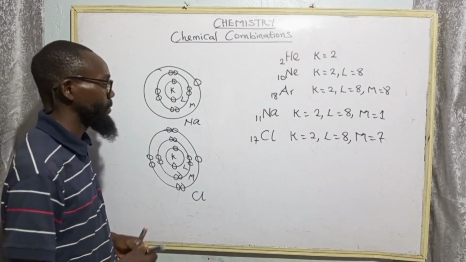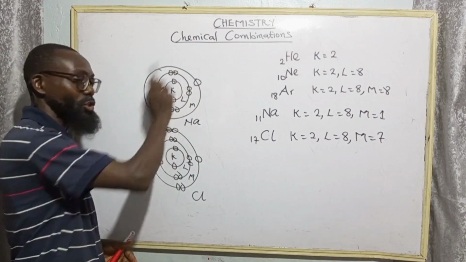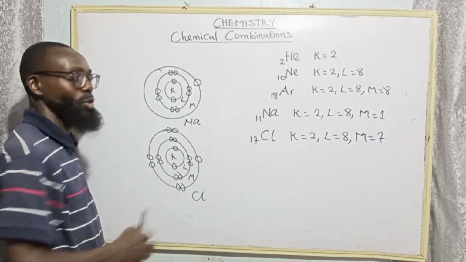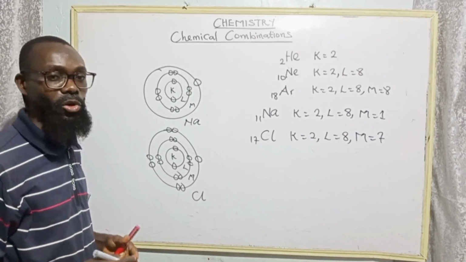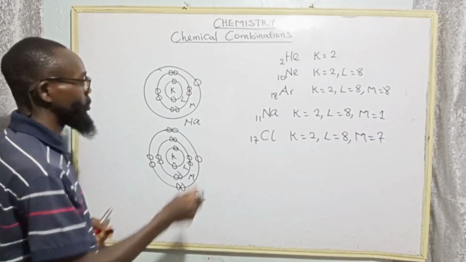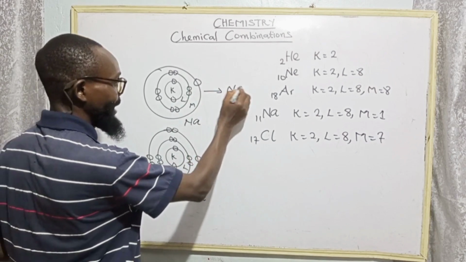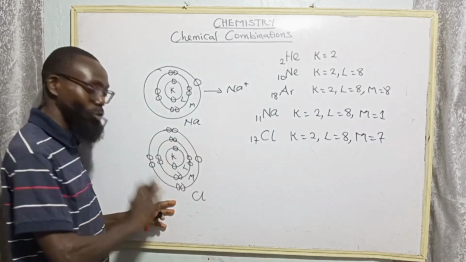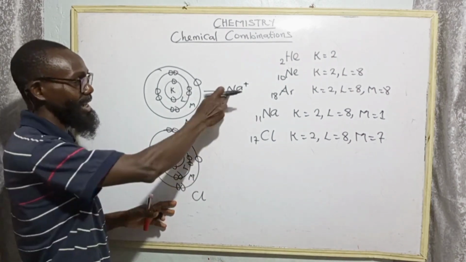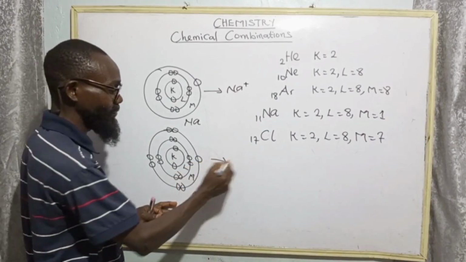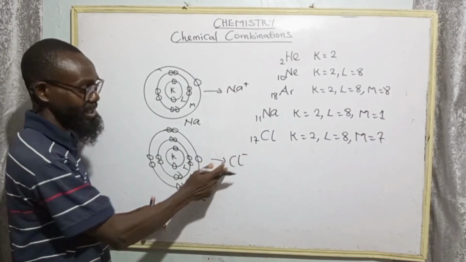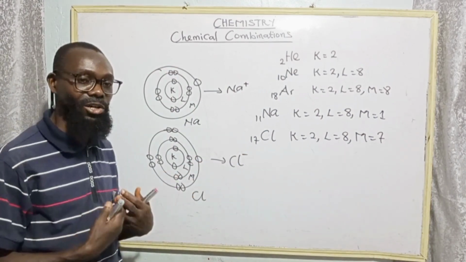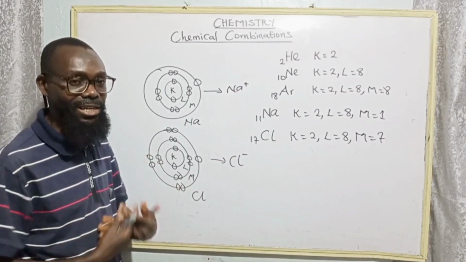So in this case, for this sodium to gain stability, it has to lose this one electron. In losing that electron, it becomes a cation. So when sodium loses one electron, it forms Na+. That is, it has lost one electron. For this chlorine to be stable, it has to gain the one electron coming from this sodium, and then it forms chloride ion, Cl minus. Whenever you see a negative, it means that it has gained an electron. When it is positive, it has lost an electron.